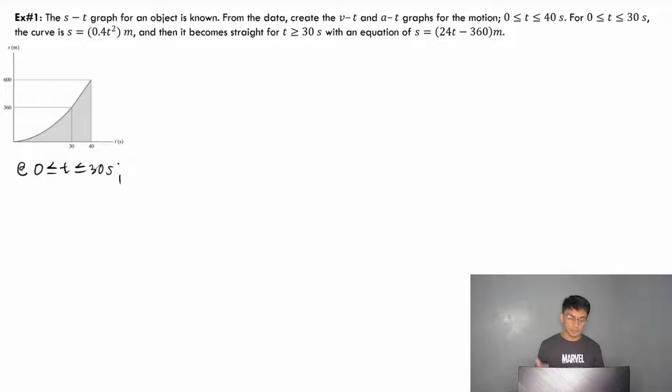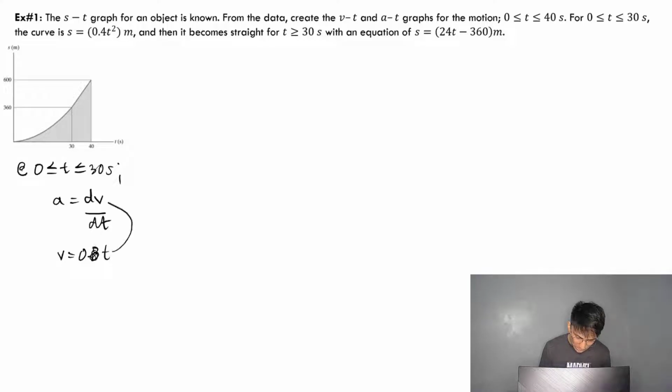To calculate the acceleration, meron tayong formula na A is equal to dv over dt. Diyan natin lalagay. But, wala naman tayong s dito. Ang given sa atin sa problem ay mga equation ng s. Pero, sa VT graph kanina, nasolve na natin lahat ng values and yung equation ng velocity. So, yung unang velocity natin, we have 0.8t. Ito ilalagay natin dito ngayon.